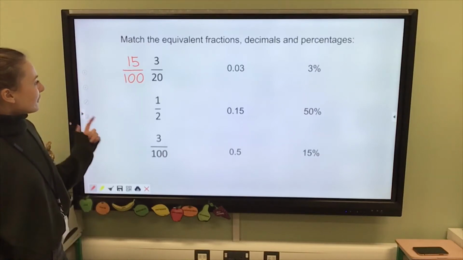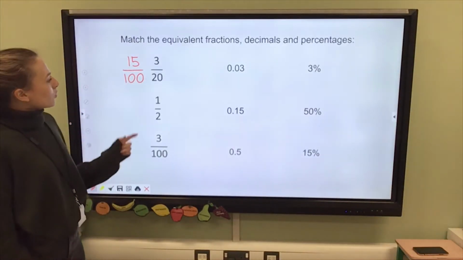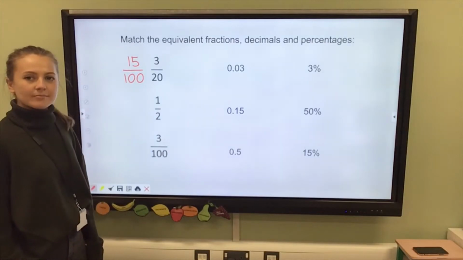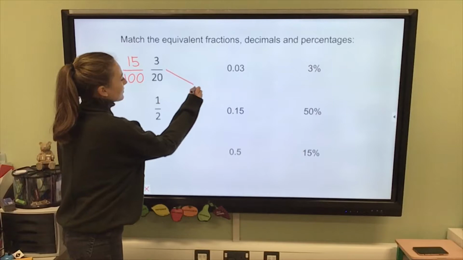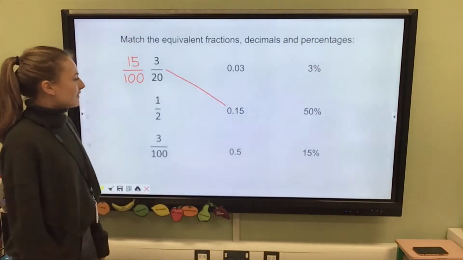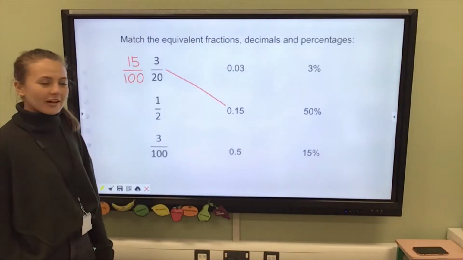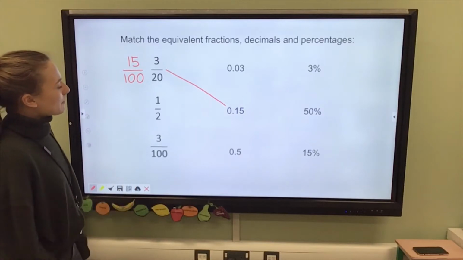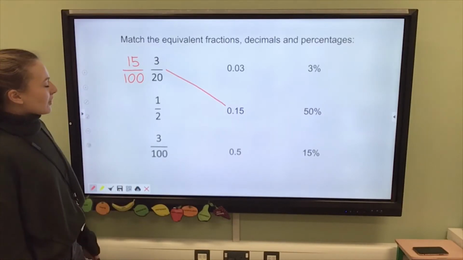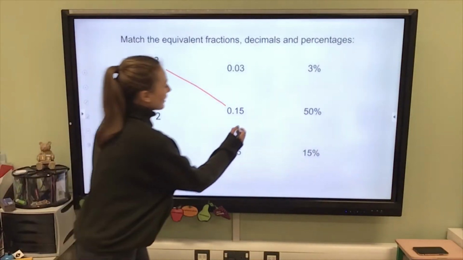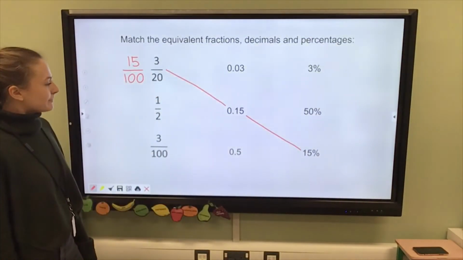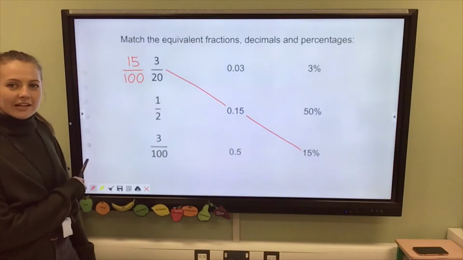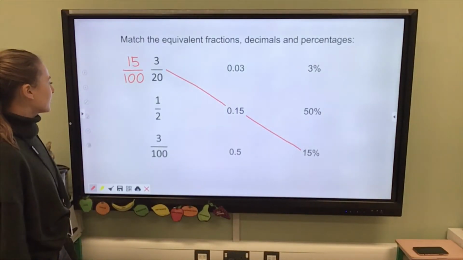So if I've got 15 hundredths, which decimal does that match with? Yep, that's right. So I know that 15 hundredths is equivalent to 0.15. Okay, so then what about a percentage? I also know that if my decimal is 0.15, that is equivalent to 15%. Okay, let's have a look at our 1/2 now.